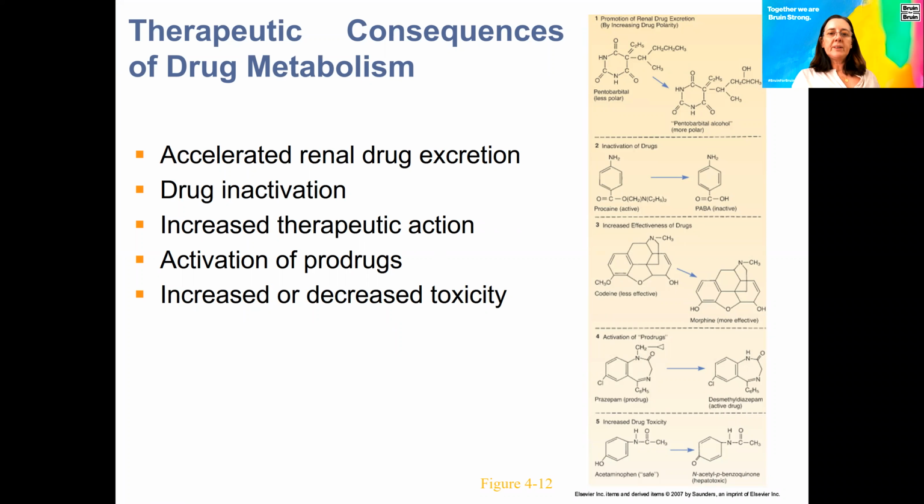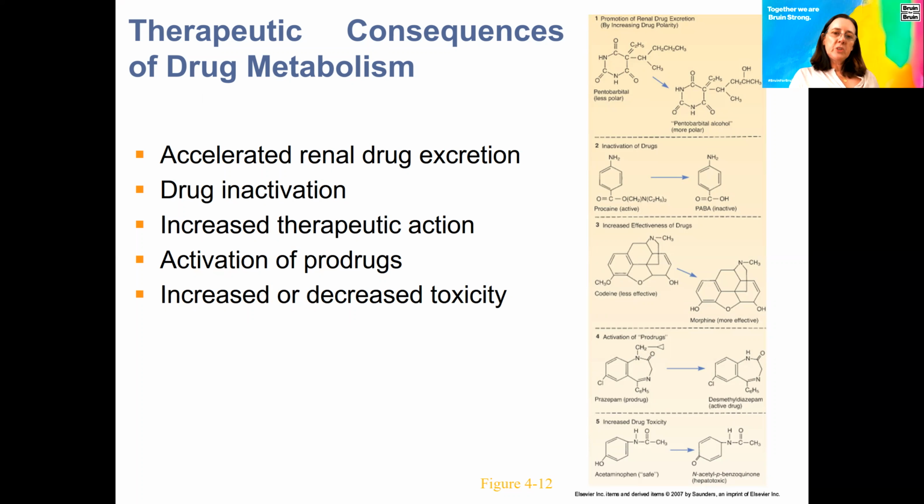And what are the consequences of drug metabolism? So the first one, of course, is to make the metabolites more polar and inactive so they can be excreted faster by the kidney, so to promote the renal drug excretion. Another consequence is the inactivation of the drug. So here is an example. You have protein that is inactivated into PABA through the metabolizing enzyme.